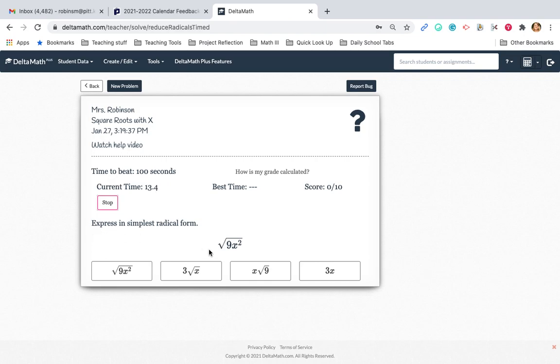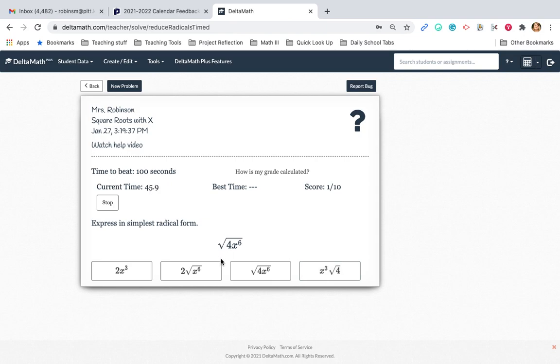So we should recognize that we have the square root of 9x squared. The square root of 9 is a perfect square, so the square root of 9 is 3. And also we have an even exponent, so we just have to cut our exponent in half. So the square root of x squared is just x. So that would be 3x. So again, the square root of 9 is 3. Cut this 2 in half, and that means we form one pair of x's.